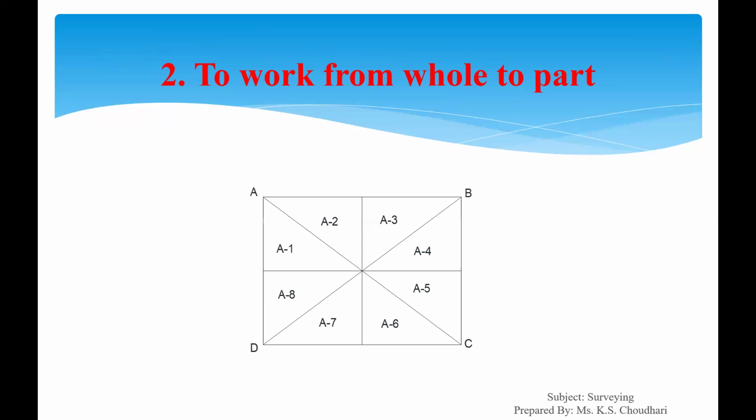Number 2. To work from whole to part. If we have to do a survey of a large area, then we will divide it into small areas. And individually we find the area of all the triangles. And in this way, we are working from whole to part. And if in case there is error in one triangle, that area or region will not affect the other triangle or area.